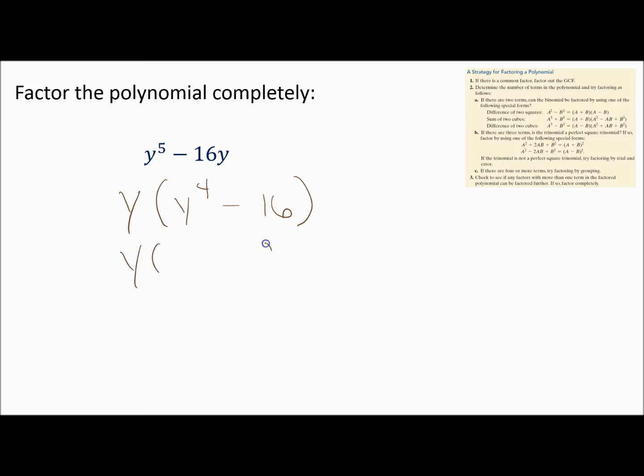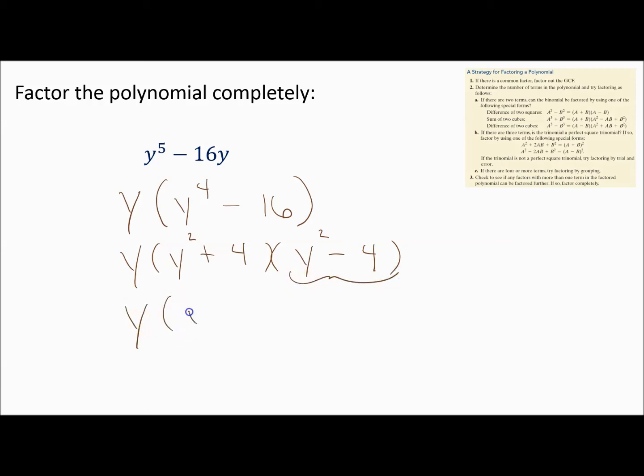So a difference of squares, remember you write 2 sets of parentheses with 1 plus and 1 minus. Then you take the square root of the first term, y to the 4th, square root of that is y squared. The square root of 16 is 4. That goes in the second position. But we're still not factored completely. Now y is done. y squared plus 4 is also finished because that's the sum of squares and it doesn't factor further. y squared minus 4 will factor more.